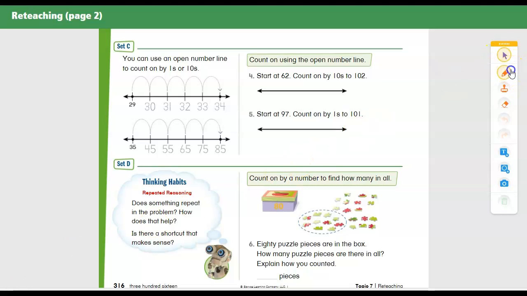Now we are going to begin working on the last page of our reteaching activity. This will be on the next page, 316. If you are still working on the page before, you can pause the video now to continue working. If you are ready to begin working on set C, then let's begin.